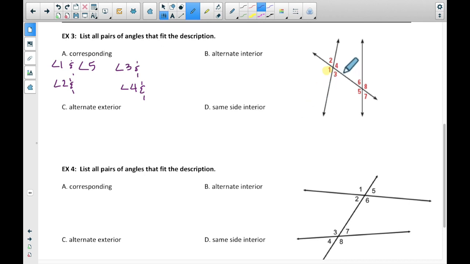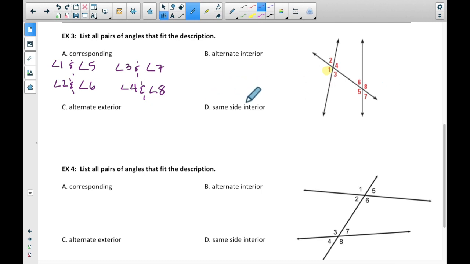So see if you can pause the video here and try to find what is the corresponding to angle 2, angle 3, and angle 4. Okay, so I came up with angle 2 goes with angle 6, angle 3 goes with angle 7, and angle 4 corresponds to angle 8.